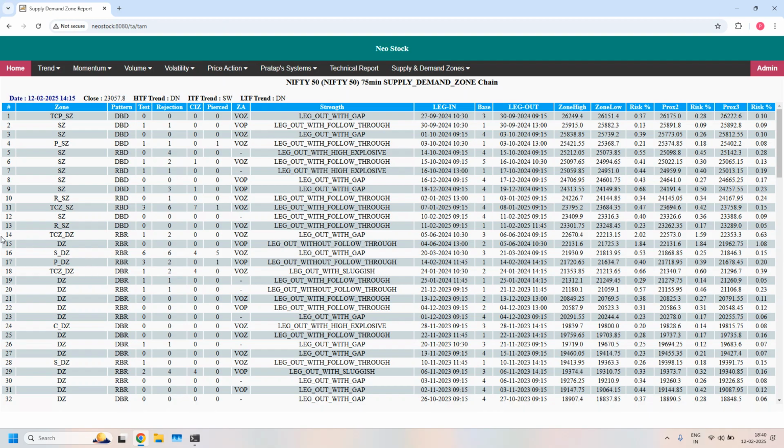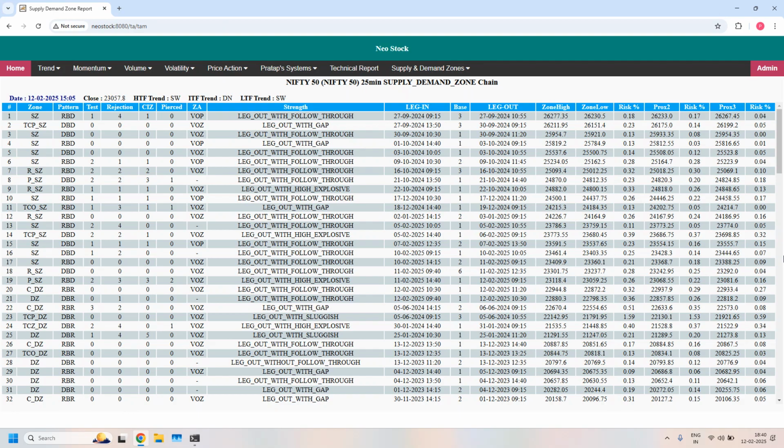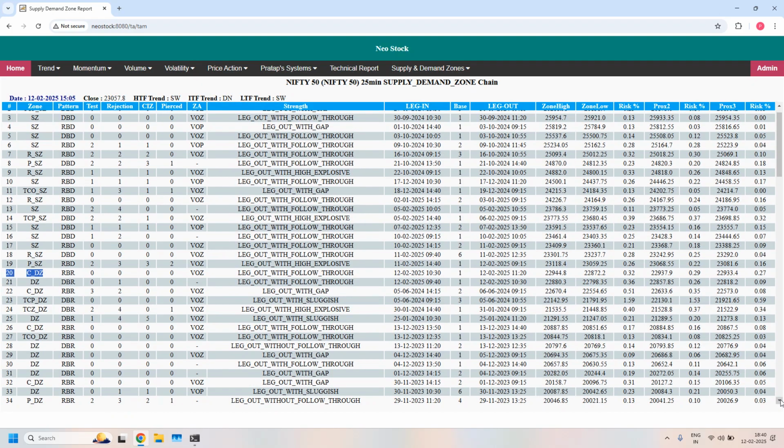The nearest demand zone is 14 to the current closing price. Okay, next, 25 minute supply demand zone chain for NIFTY. Nearest demand zone is 20. Let me scroll and put it in the center.